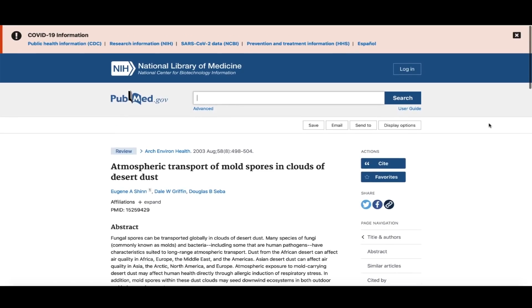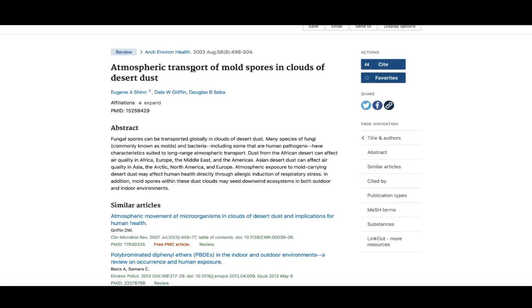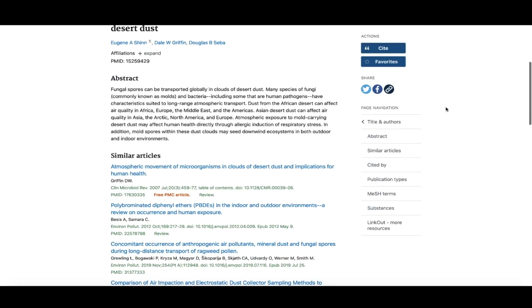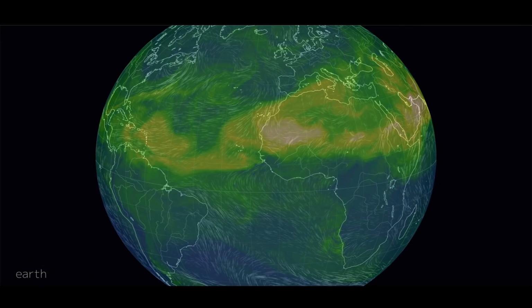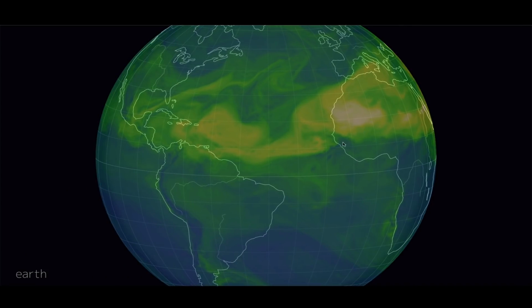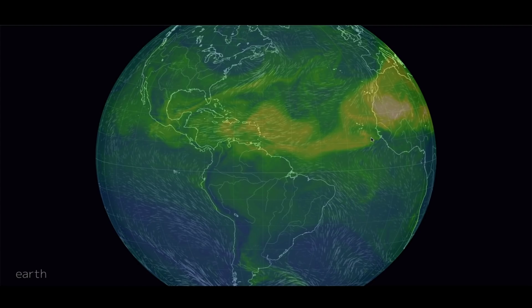Article here from the National Library of Medicine talking about clouds of desert dust. It says atmospheric transports of mold spores in clouds of desert dust. Abstract. Fungal spores can be transported globally in clouds of desert dust. Many species of fungi, commonly known as molds, and bacteria, including some that are human pathogens, have characteristics suited to long-range atmospheric transport, just like you're seeing right here. That's a classic example of long-range atmospheric transport.